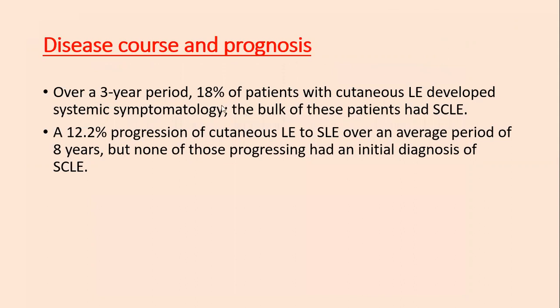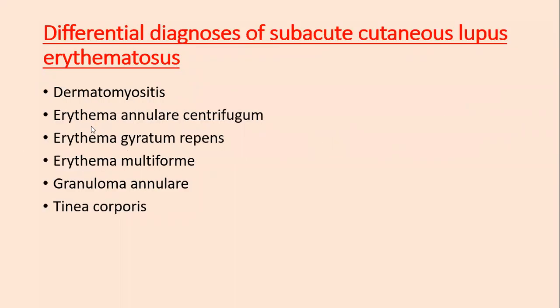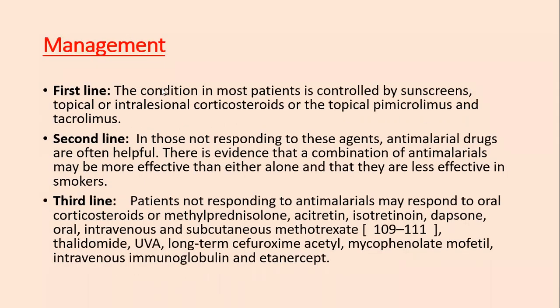Over a 3-year period, 18% of patients with cutaneous LE develop systemic symptomatology. 12.2% progress to SLE by an average of 8 years. Differential diagnosis includes dermatomyositis and all the other annular erythemas. So the management, mainly first line is sunscreens and intralesional corticosteroid and topical tacrolimus. Second line, antimalarials.